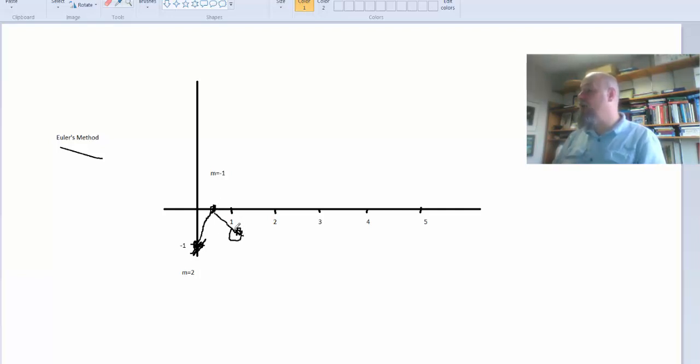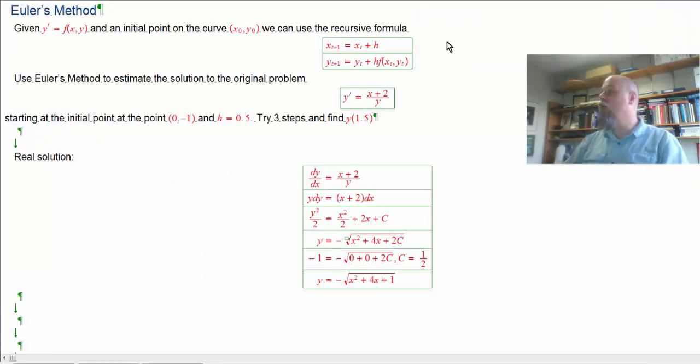So how am I getting this point? Well, the x values are all equally spaced. The x values are going to be 0, a half, 1, 1.5, 2, etc. It's the y values that I'm calculating. And how am I doing that? Well, I'm getting my new y value by taking my old y value plus h times y prime. That's the algorithm then. So let's get back here, Euler's method.